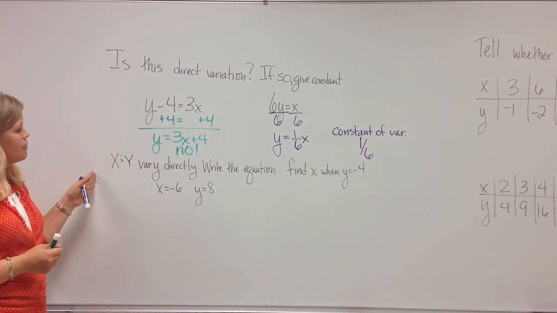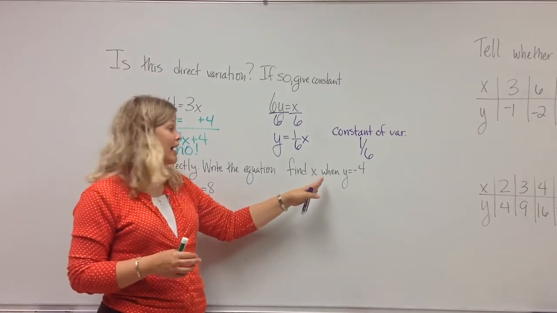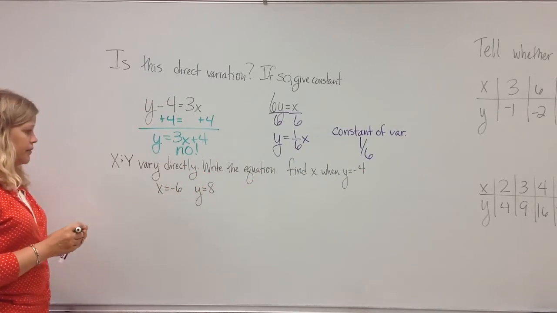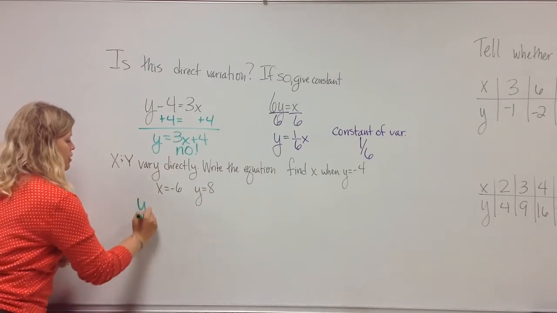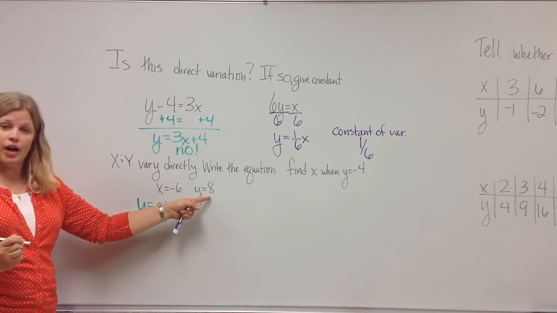Okay, here's another type of problem. X and y varies directly. Write the equation, and then I'm going to ask you to find the x value when y equals -4. Well, you know the original equation is y equals ax. You've got an x, you've got a y.